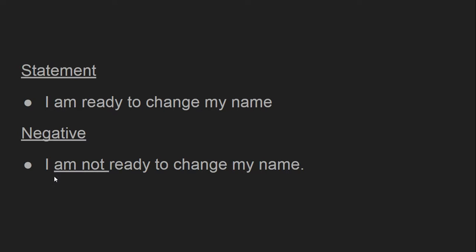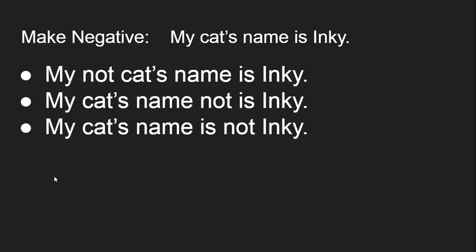Along with these negatives, we also can shorten them and make them a contraction, but we'll get into that shortly. Now, we have to choose the correct negative statement arrangement. We have: My cat's name is Inky. Again, we have to find the verb first. What is the correct way to make this a negative? Is it my not cat's name is Inky? My cat's name not is Inky? Or my cat's name is not Inky?